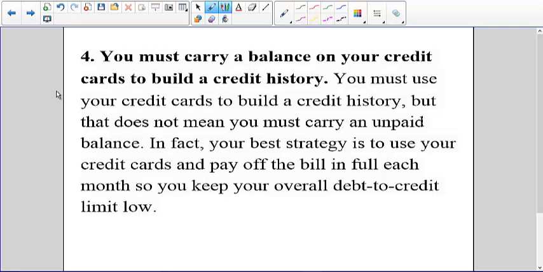You must carry a balance on your cards to build a credit history. Okay, let's see what it says. You must use your credit cards to build a credit history, but that does not mean you need to carry an unpaid balance. Okay, I see what they're saying. So here they're talking balance, meaning from one month to the next.